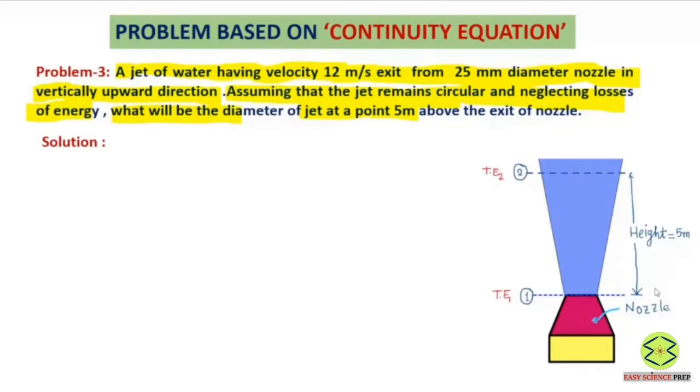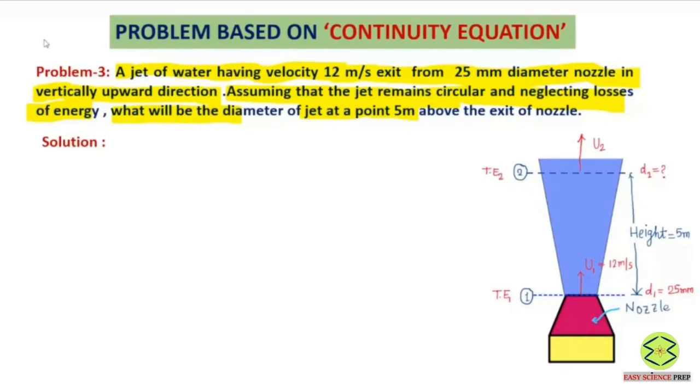Now they have given in the question that the exit velocity of the jet, let me call it u1, is 12 meters per second, and the velocity of the jet at section 2 is u2. So u1 is 12 meters per second. The diameter of the exit of the nozzle is given as 25 mm, and we have to find the diameter at section 2, which is 5 meters above the exit of the nozzle.